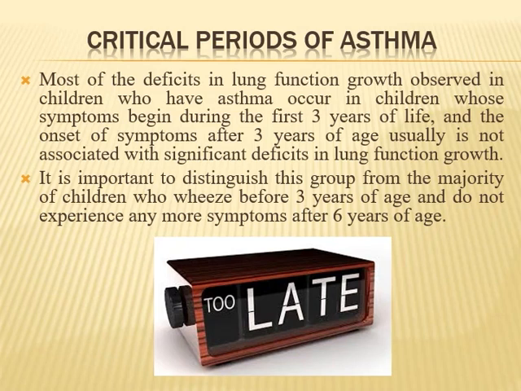Thus, a promising target for intervention designed to prevent deficits in lung function and perhaps the development of more severe symptoms later in life would be children who have symptoms before 3 years of age and seem destined to develop persistent asthma. However, it is important to distinguish this group from the majority of children who wheeze before 3 years of age and do not experience any more symptoms after 6 years of age.